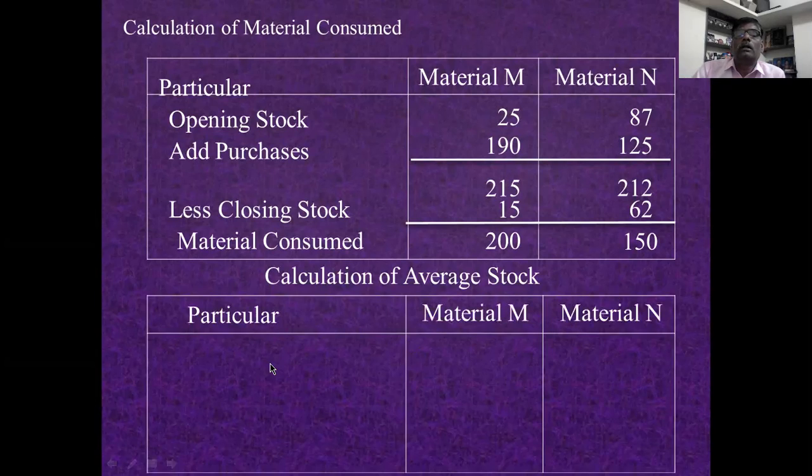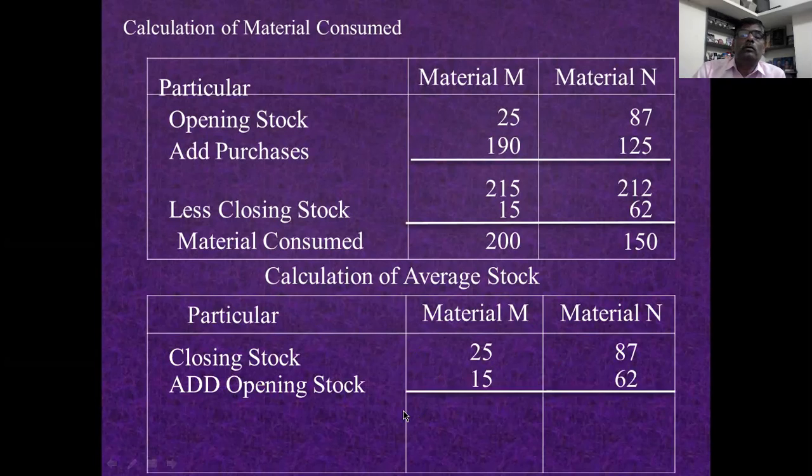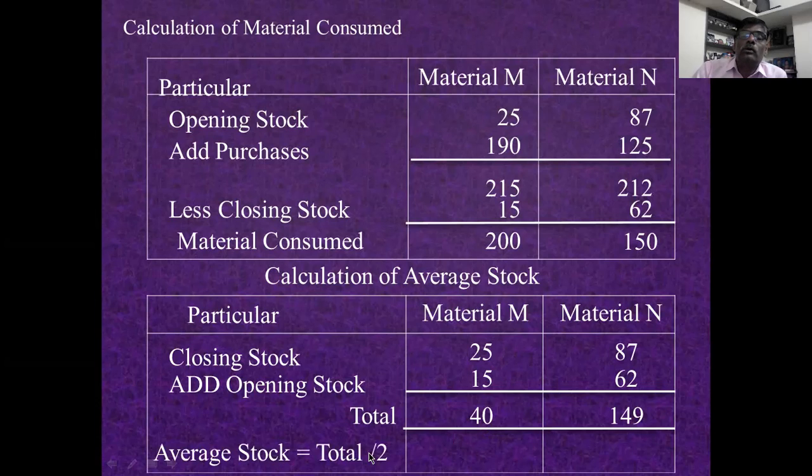Particular material M, material N. Closing stock is 25. Add opening stock 15, total 40. For the second, total 149. Total is divided by 2 to calculate average stock. Therefore, average stock is equal to total divided by 2. For the first it is 20, for the second it is 74.5 average stock.